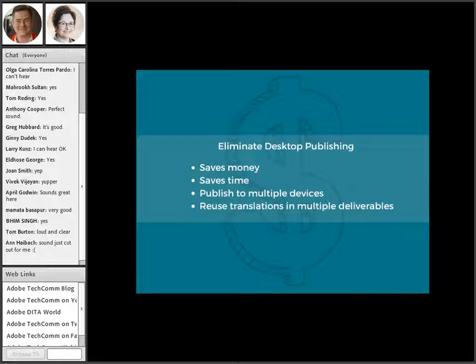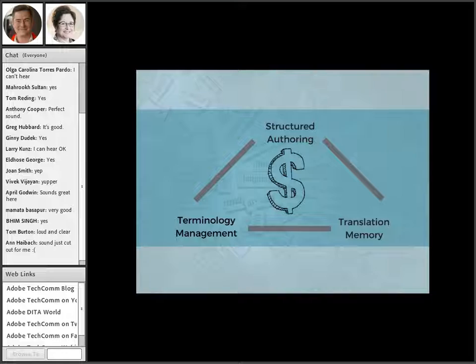Same is true for the direction of your text. There are languages where it doesn't go from left to right. It goes from right to left. These things must be considered and must be included from the beginning in order for this to work. And once it does, you're going to be in really great shape. So that's the structured authoring component. But really, to make this a ballet, we need to include terminology management and translation memory. And let's go and see why.